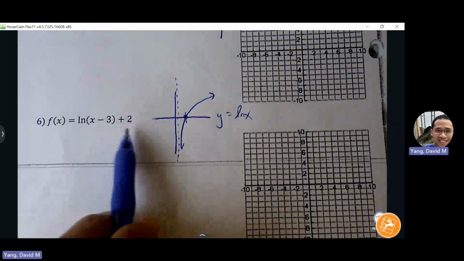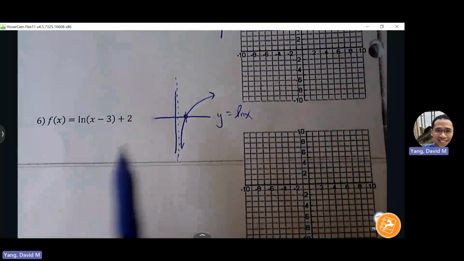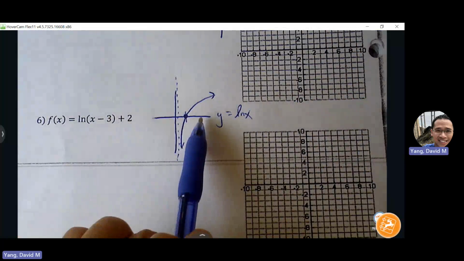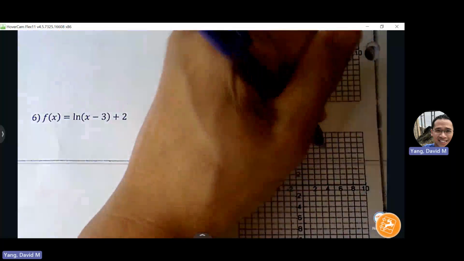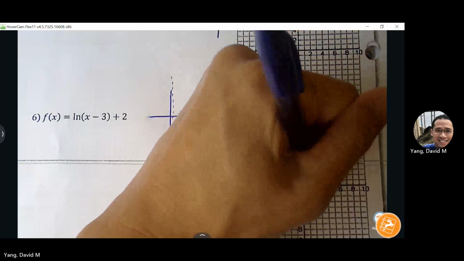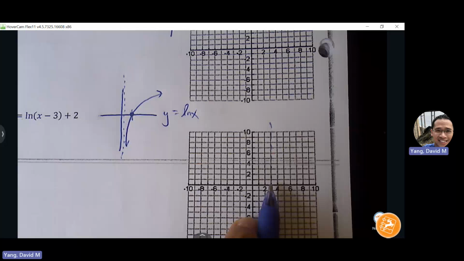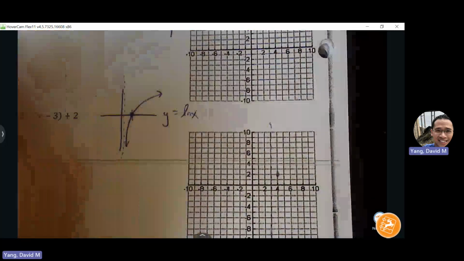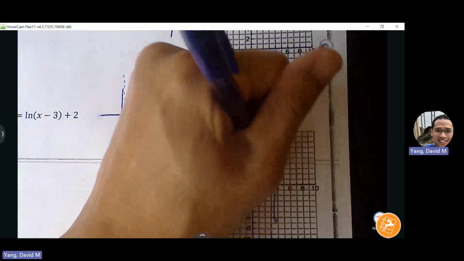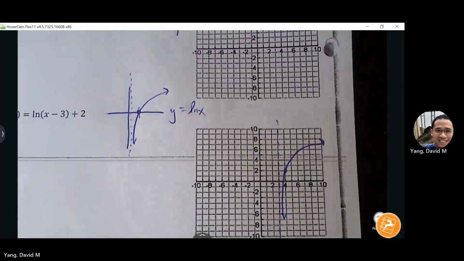So what is this x minus 3 plus 2 going to do? I shift my asymptote 3 units, and I move that starting point up 2 units. What I like to do is start off with my asymptote at 3. And then my quote unquote (1, 0) is going to be (4, 0), and I'm just going to move it up 2 units. If I have that as my anchor point, I just have to make my graph match the shape of my parent graph.